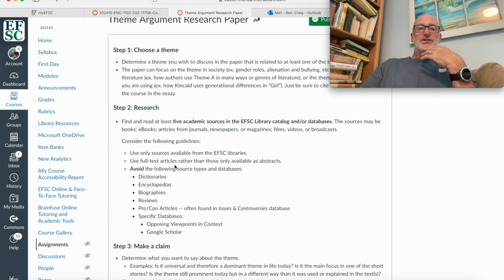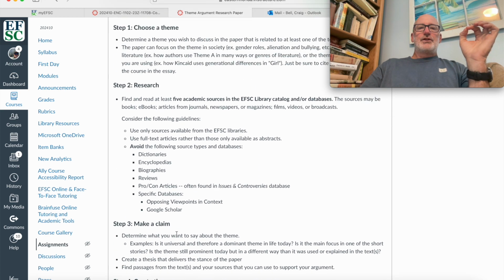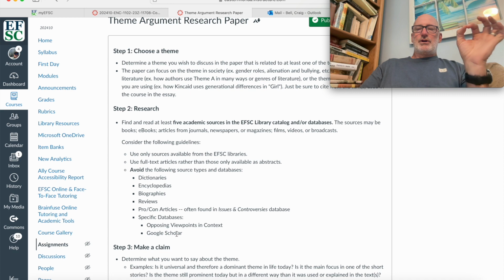Use full text articles rather than those available only as abstracts. I'm going to show you an article here in just a second that gives you a feel for what you might be looking at. Avoid the following source types and databases: dictionaries, encyclopedias, biographies, reviews, pro-con articles, specific databases, Opposing Viewpoints in Context, Google Scholar. Avoid those. So with that being said, we're on step 2, research.